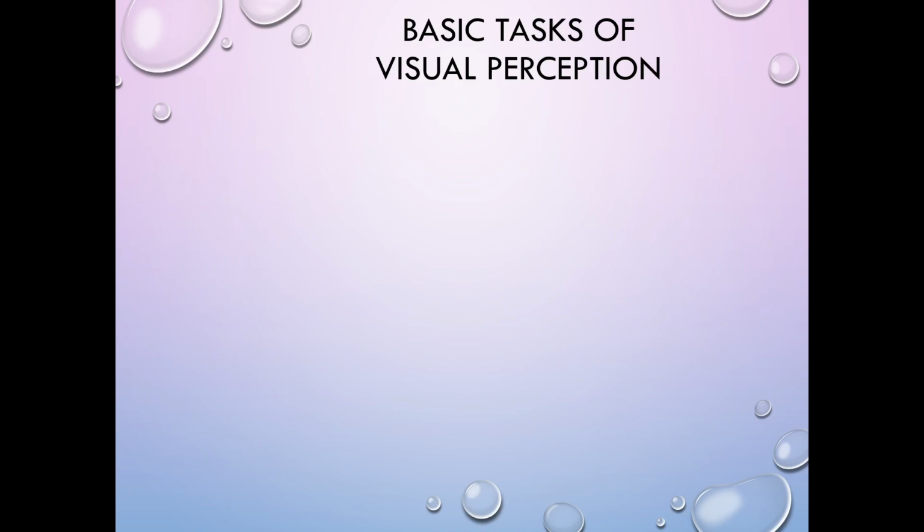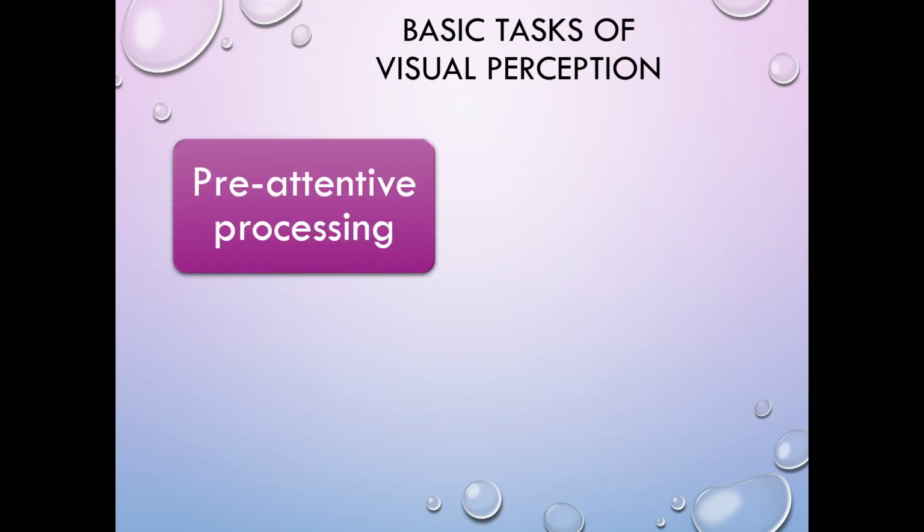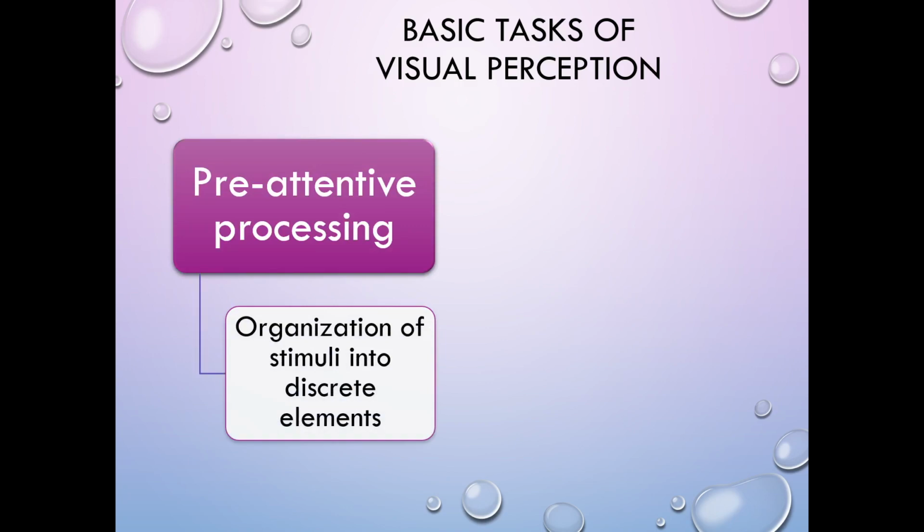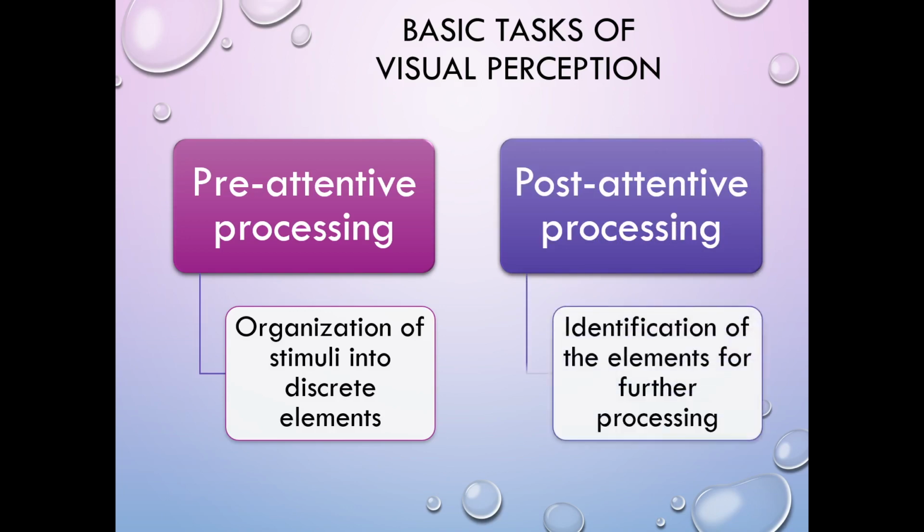All right, so the basic tasks of visual perception. Pre-attentive processing is when we organize the stimuli into the discrete elements that we're going to be processing, and post-attentive processing is the identification of the elements for further processing. So pre-attentive is the organization, post-attentive is the identification part.